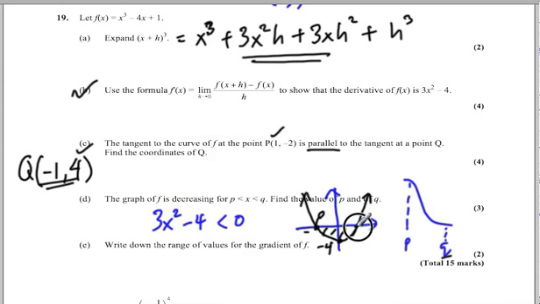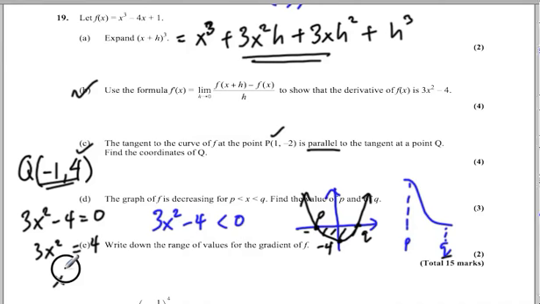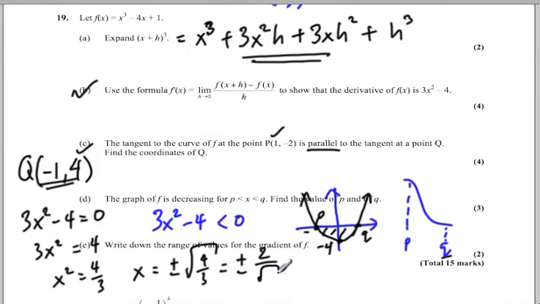We need to find what this point is. That's going to be your p point, and that other point is going to be your q point. So what we need to do is set this to 0 and figure out what p and q are. So 3x squared minus 4 equals 0, so 3x squared is equal to 4, so x squared is equal to 4 over 3. So x is equal to plus or minus the square root of 4 over 3, which is plus or minus 2 over root 3.